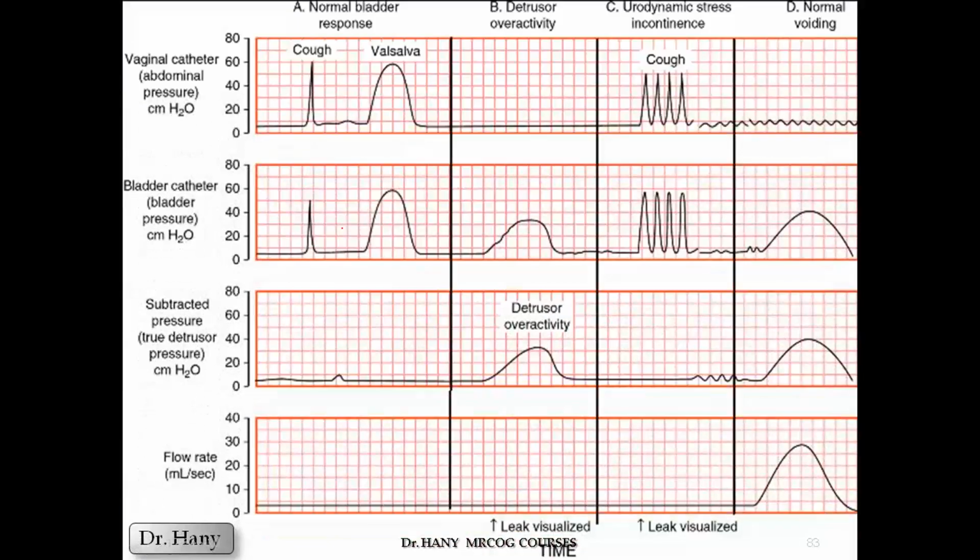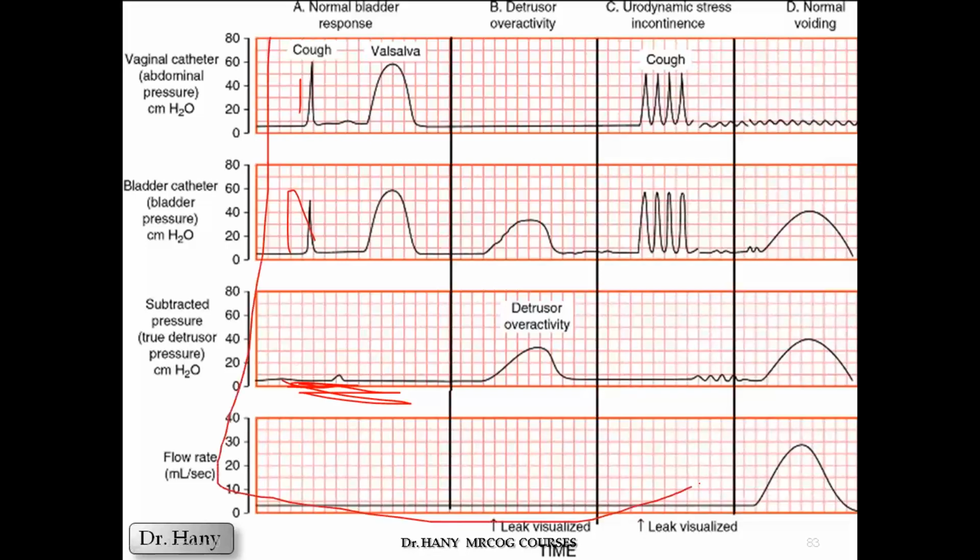After you put the catheter, tell the woman to cough. The vaginal catheter or the intra-abdominal pressure will move, and this pressure will be transmitted to the bladder. The intravesical pressure will move, but the detrusor pressure is stable. This is the filling phase.